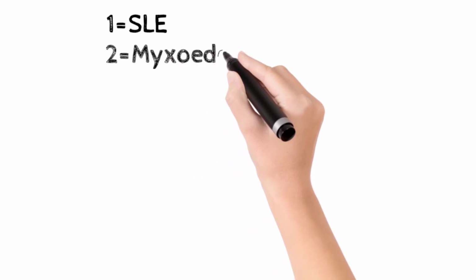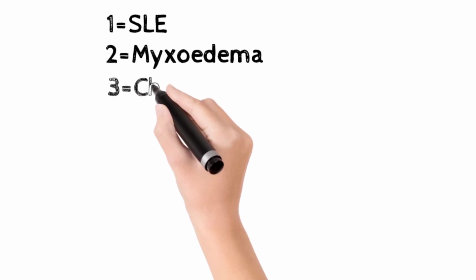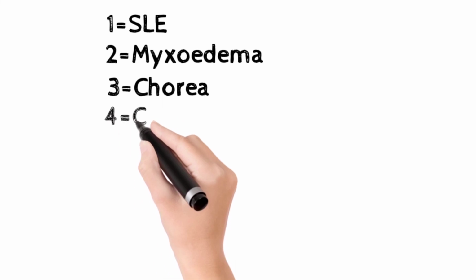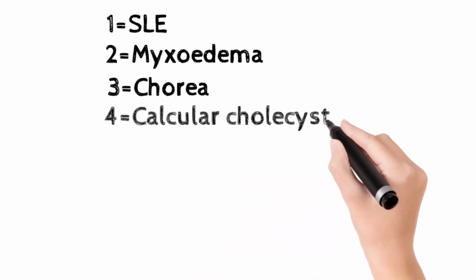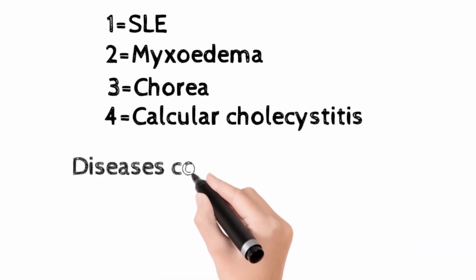Second is myxoedema. The third is chorea. And the fourth is calculous cholecystitis. These are the four diseases which are common in females.